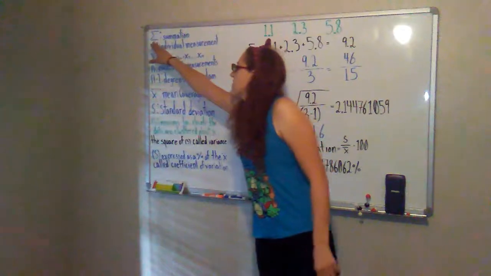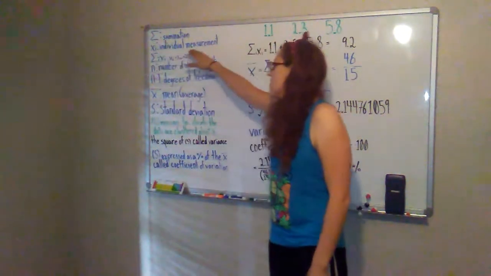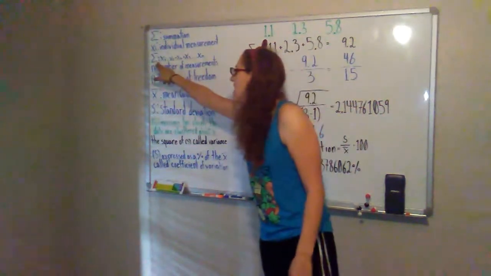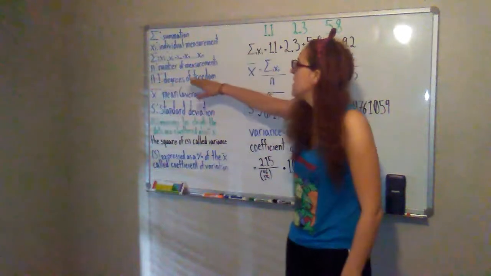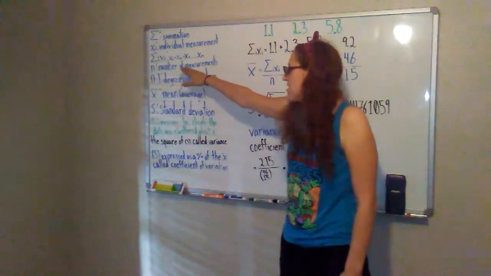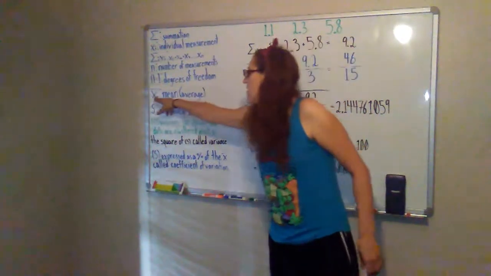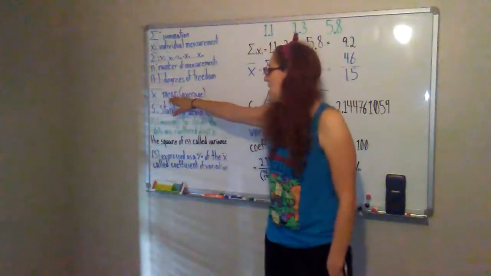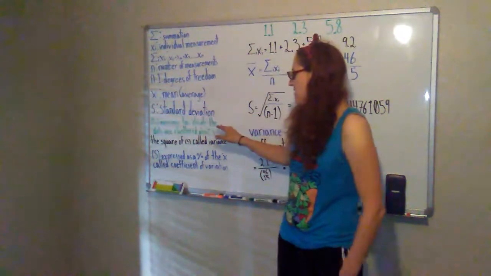The capital Greek letter sigma stands for summation. Lowercase xi stands for individual measurement. So therefore, sigma xi is a summation of the individual measurements. N is the number of measurements, and n minus 1 is the degrees of freedom. The x with a line over top stands for mean or average. The s stands for standard deviation.